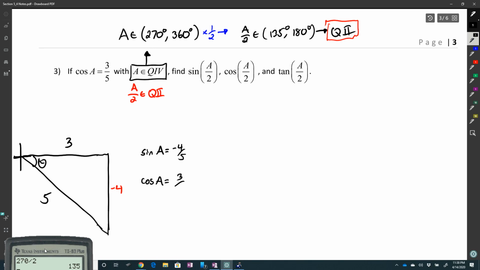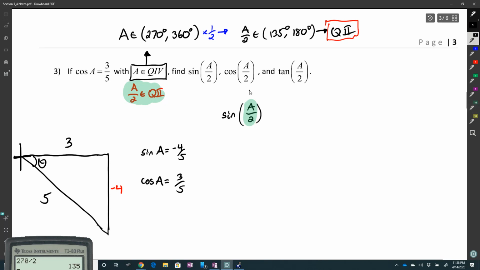Cosine of A is 3/5. And that's all we need. So now I can find all my formulas. So sine of A over 2, and remember A over 2 is in quadrant 2.